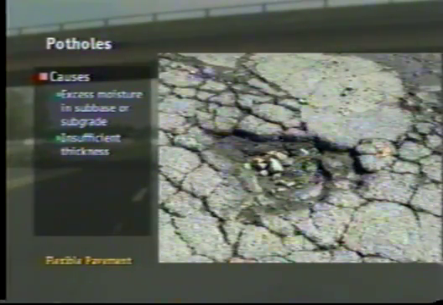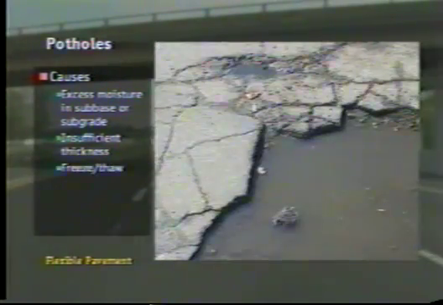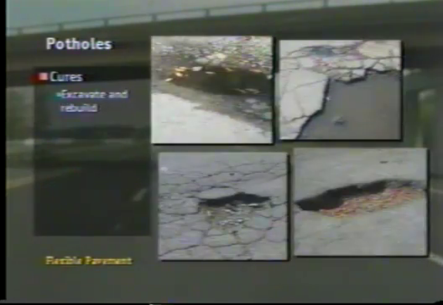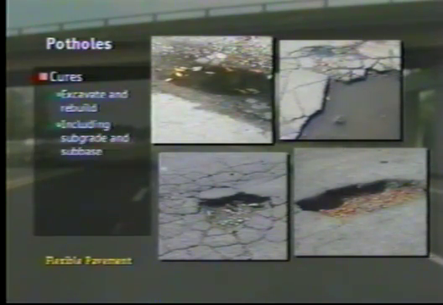When coupled with insufficient thickness, freezing and thawing of pavement and subgrade, plus the constant loading from heavy trucks, the structure of the pavement simply breaks down and washes away. The only cure for a pothole is to excavate and rebuild localized potholes, including repairing the subgrade and subbase.